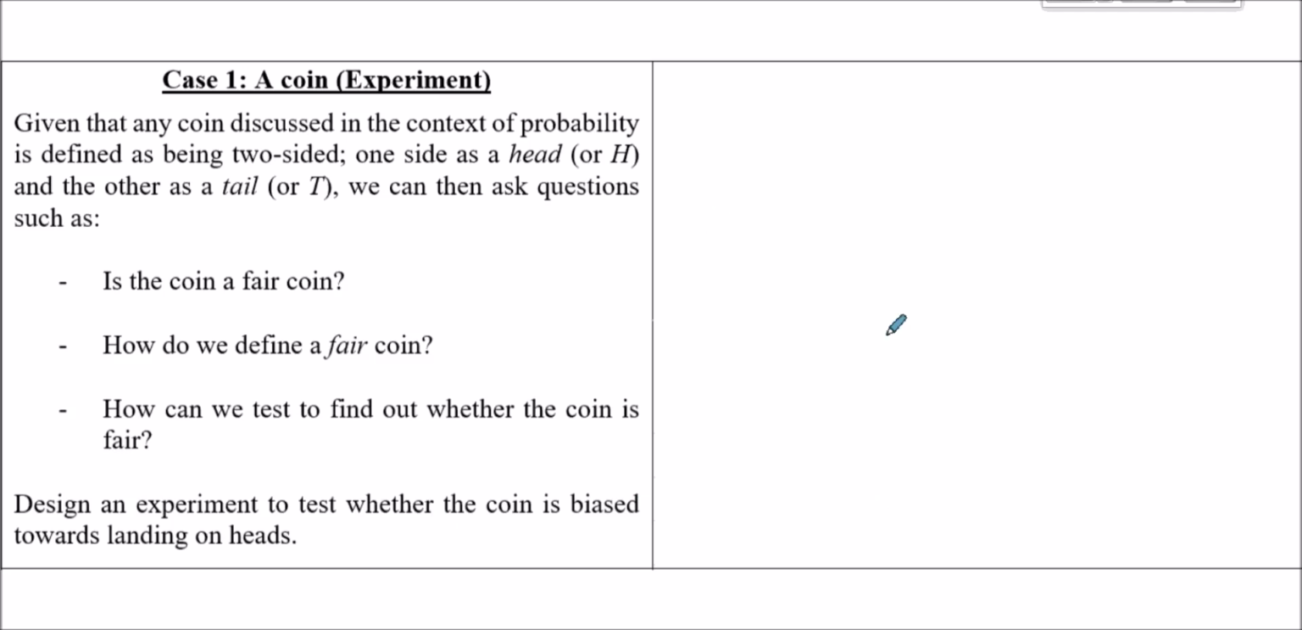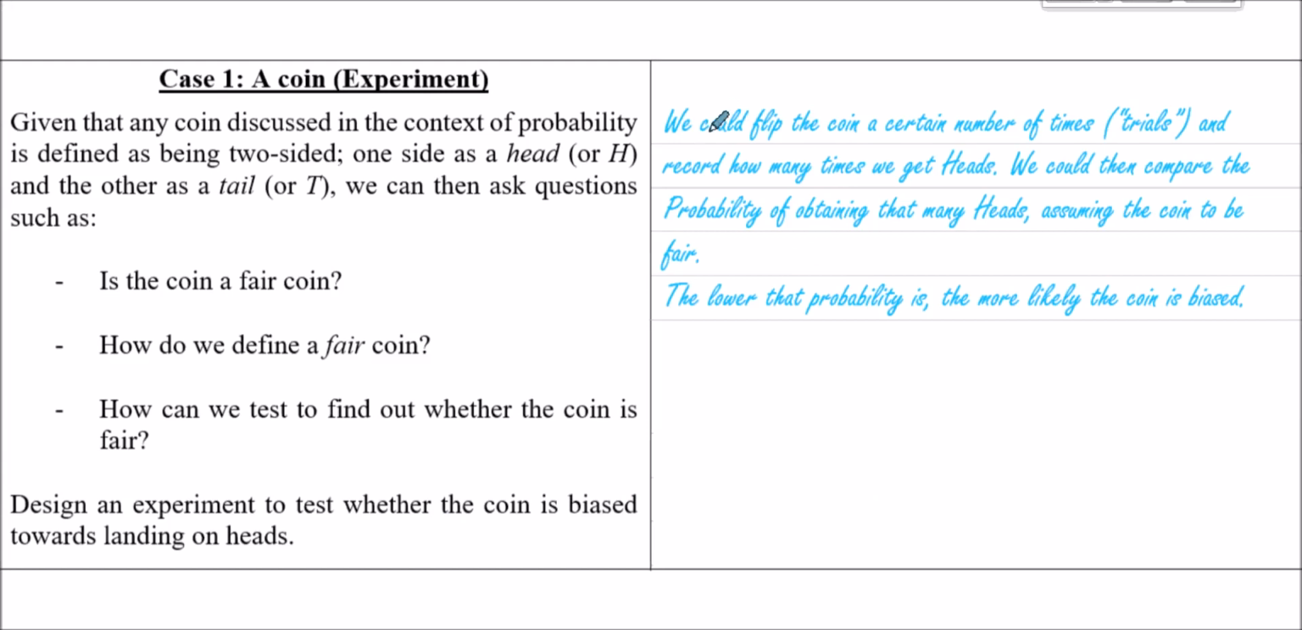Okay, I'm going to reveal what I would do and what I would suggest to test this hypothesis. What I'd suggest is we could flip the coin a certain number of times, that's called trials, and record how many times we get heads. The more trials, the better. We could then compare the probability of obtaining that many heads, assuming the coin were fair. So the more freakish the number of heads we get, for example, if we got, say, 10 out of 10 heads or 9 out of 10, that would be a very low chance of that happening. So the lower the probability of observing what we observe, the more likely the coin will be to be biased.